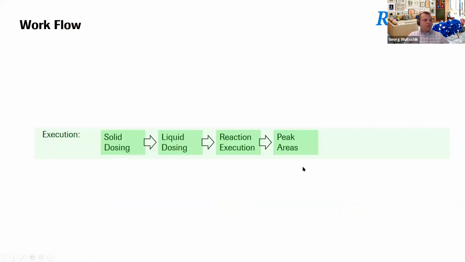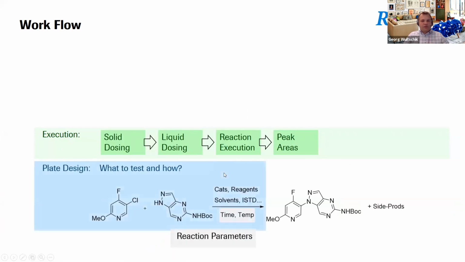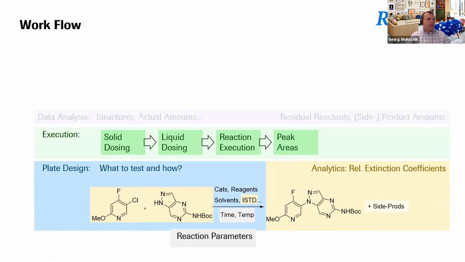So here's the execution. It's exactly what you saw here. And underpinning that execution is the plate design. You need to know what you want to test and how you want to test it. So what kind of reaction temperatures, what kind of components you want to have in there. And also you need to know what you want to measure, like what are your analytics, what kind of side products are you expecting? Do you have reference standards that you want to integrate so you get absolute yields at the end? All this is stuff that you really would want to know beforehand, before you can go into the execution.